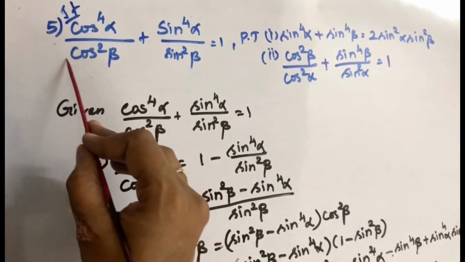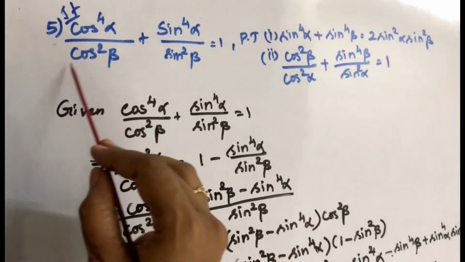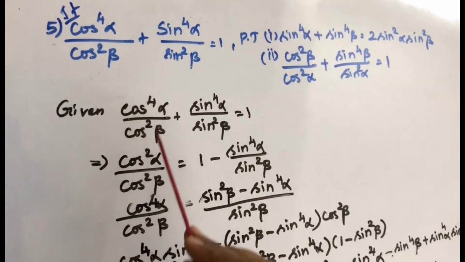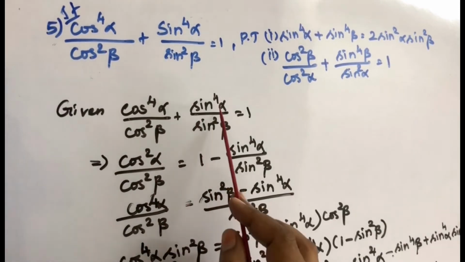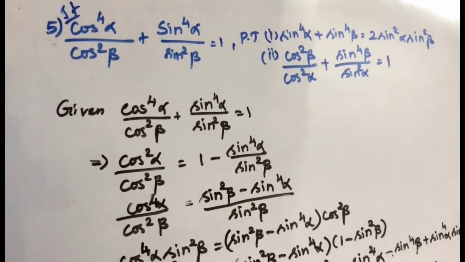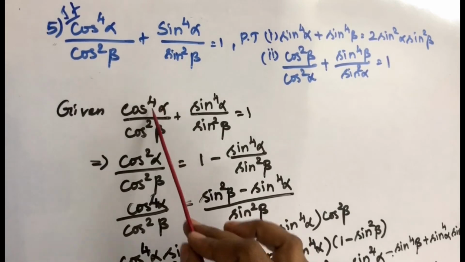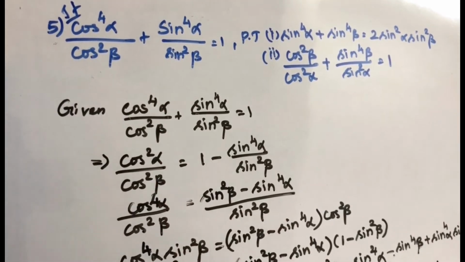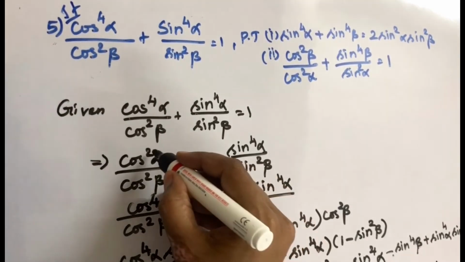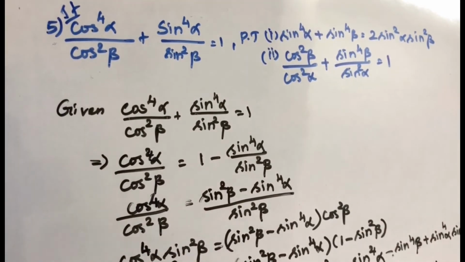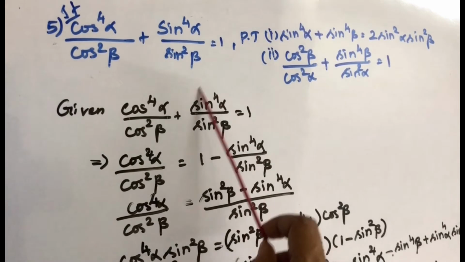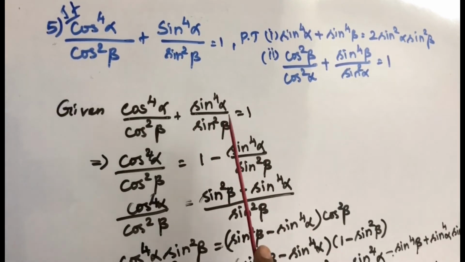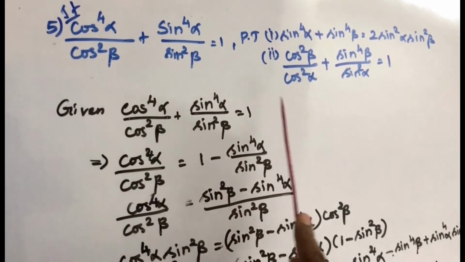So first we'll take the given equation, cos power 4 alpha by cos square beta plus sin power 4 alpha divided by sin square beta is equal to 1. So now in the next step, cos power 4 alpha divided by cos square beta is equal to 1 minus sin power 4 alpha divided by sin square beta. I am bringing this term along to the opposite side.